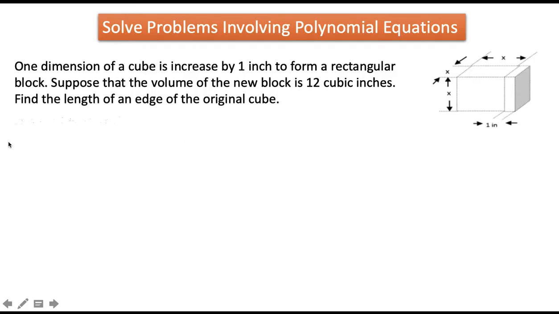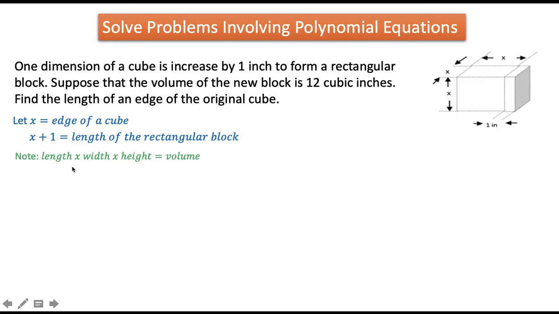So let's start with letting x be equal to the edge of a cube, since we are looking for the edge of a cube. Then it follows that x plus 1 will be the length of this edge right here. So this is x added by 1, and this is the length of the rectangular block, which is represented by x plus 1. Now, recall that to find the volume, we will simply multiply the three dimensions, that is length times width times height. And we can get the volume, which in this case is 12.